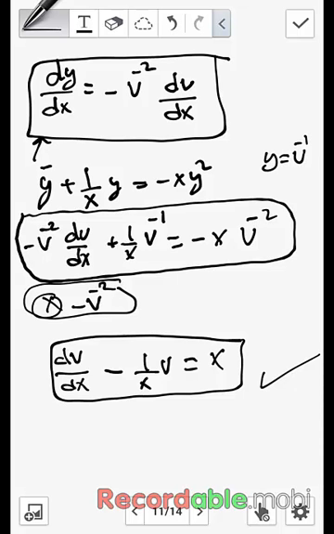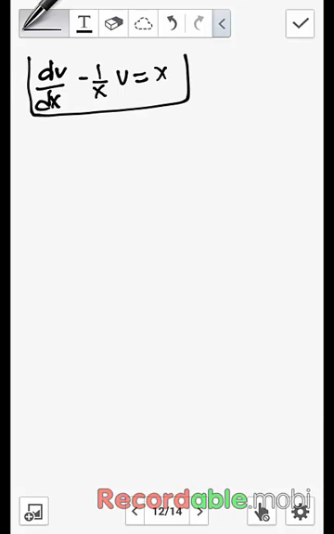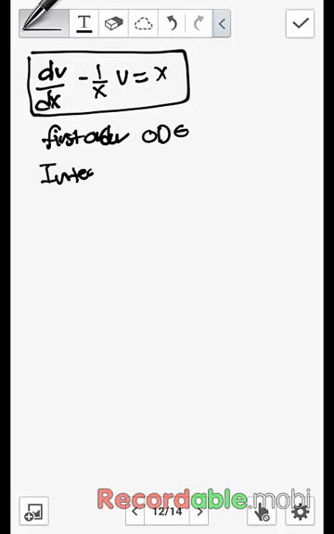Now we'll write it again, which is dv/dx minus 1 over x v equal to x. Okay, this is a first order ODE, ordinary differential equation. If we need to solve this kind of differential equation, we go for a technique called integrating factor.